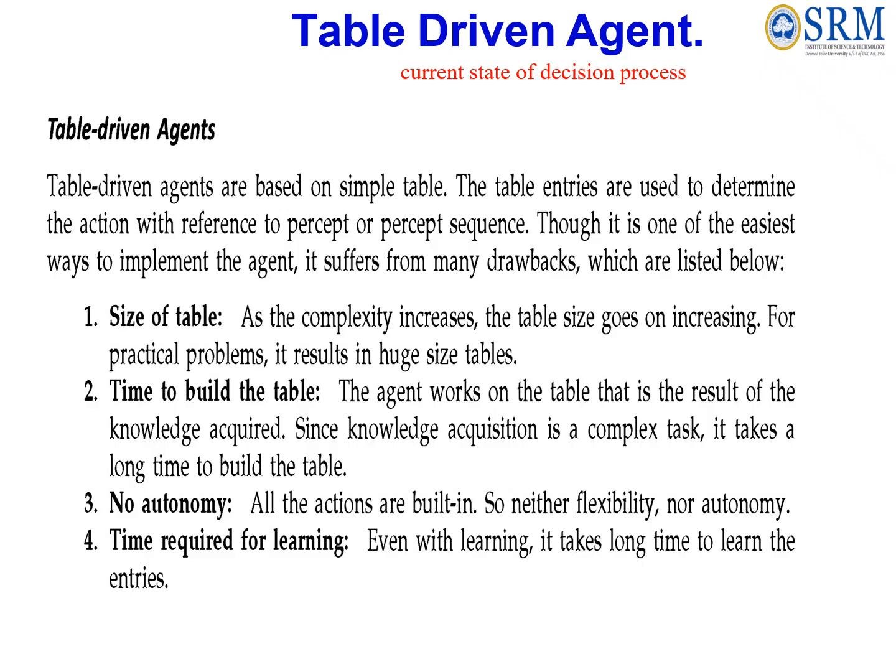Next, coming to the drawbacks listed below, the first is the size of the table. As problem complexity increases, the table size also increases exponentially. A good example for the size of the table is a chess playing agent.